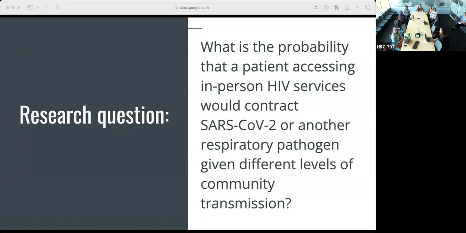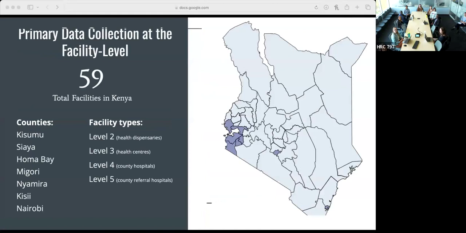So first, the primary research question for the second aim is, what is the probability that a patient accessing in-person HIV services would contract SARS-CoV-2 or another respiratory pathogen given different levels of community transmission? We conducted primary data collection at the facility level, and we collected non-patient data in clinical spaces that patients would access for HIV-related care. So we grouped these as different groupings of types of care.